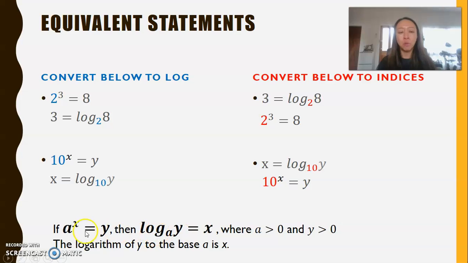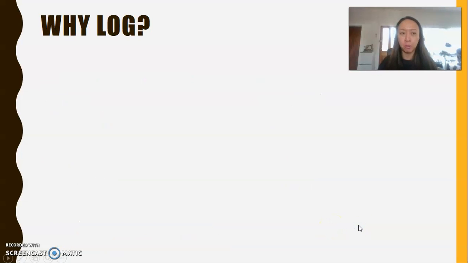Okay, so that would mean that if the base number over here is a, if we change it to log, the a is going to be the base number for the log, and it's carried across, so it's going to be log a, y equals x. And we always have to note that both the a value and the y value must always be bigger than 0. So they have to always be positive.